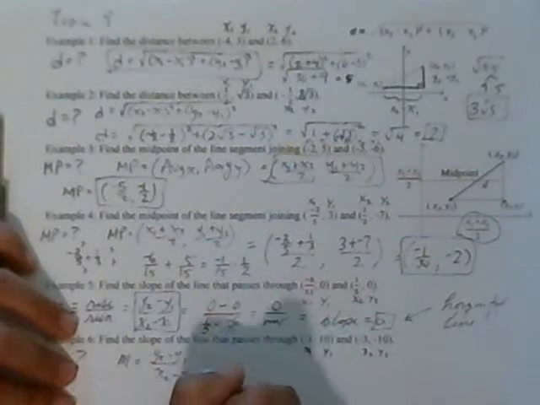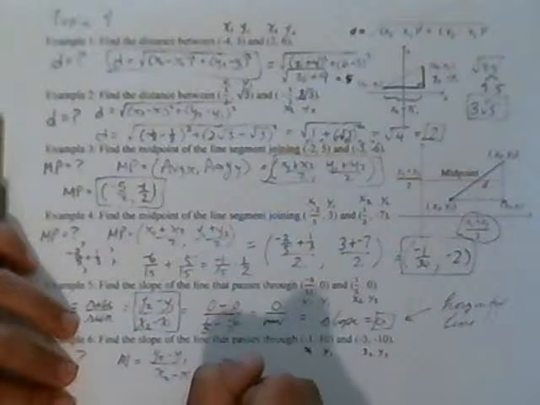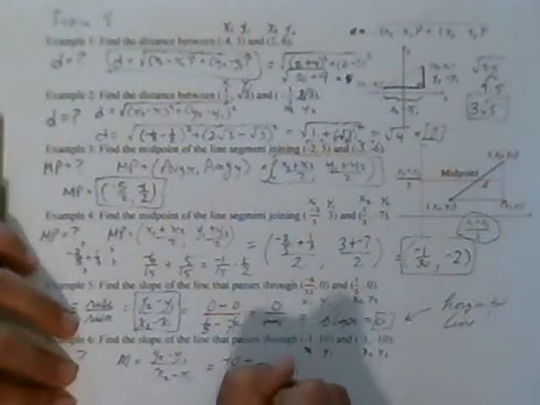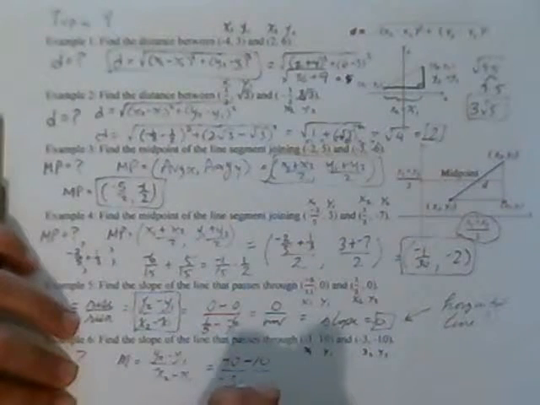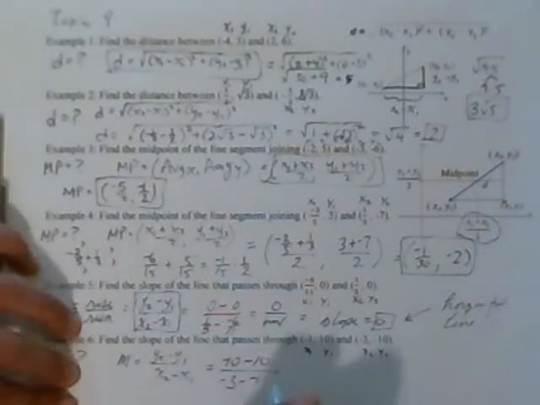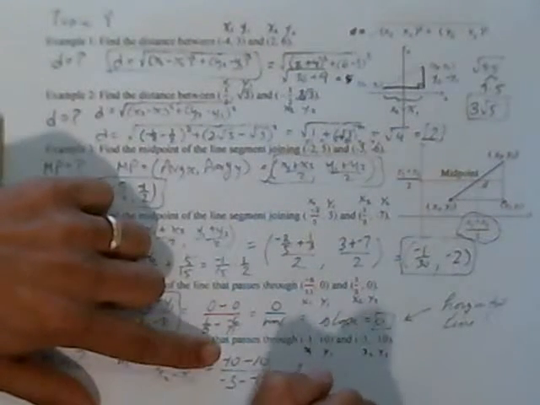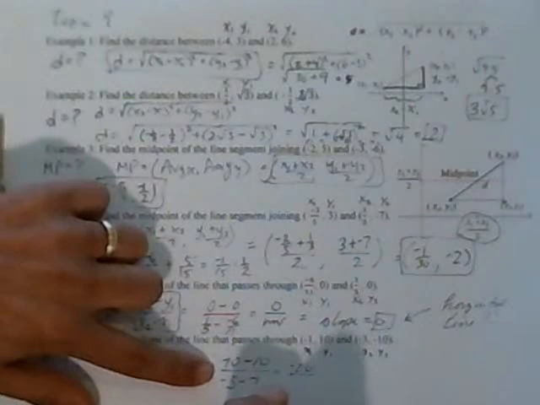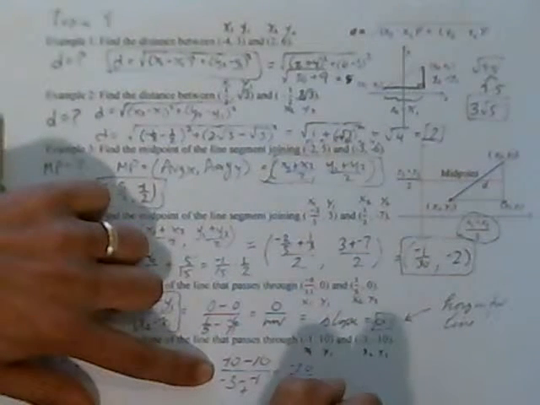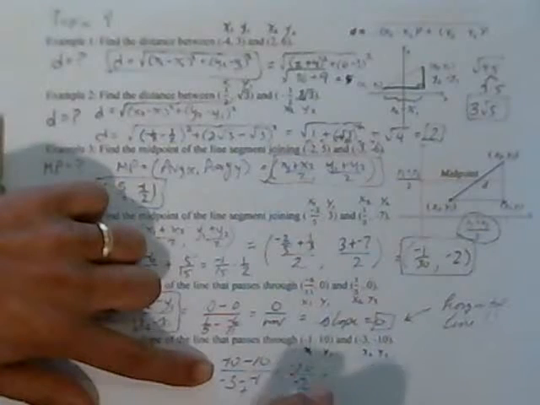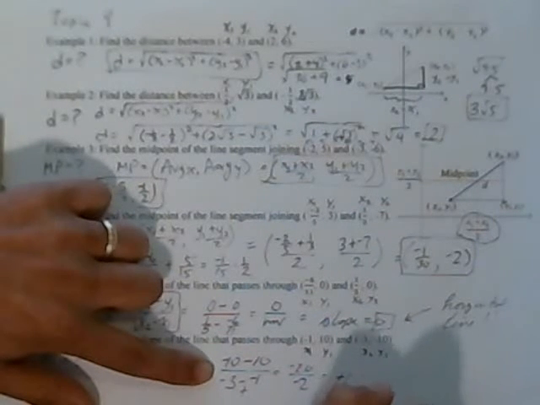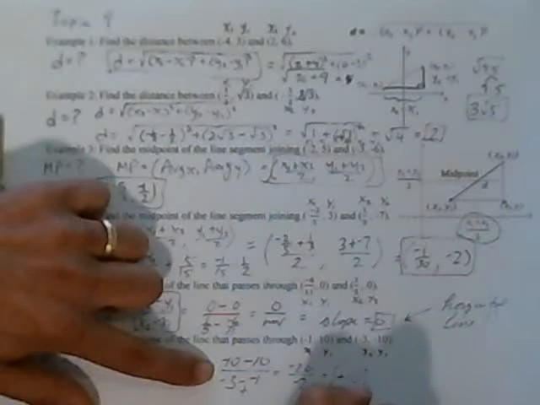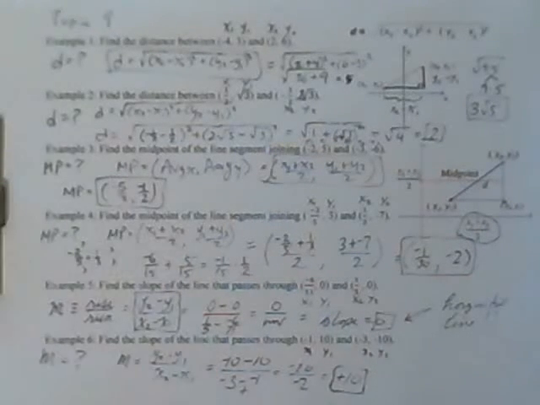And that becomes y2, which is -10, minus 10 all over x2, negative 3 minus negative 1. Negative 10 minus 10 is negative 20. Negative 3 plus 1 is going to be negative 2. Reduce that, 2 negatives cancel. 20 over 2 is positive 10. So your slope is going to be positive 10 over 1, or just positive 10.